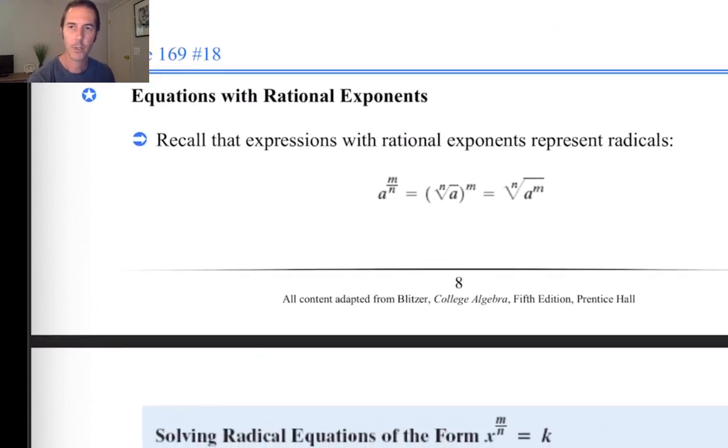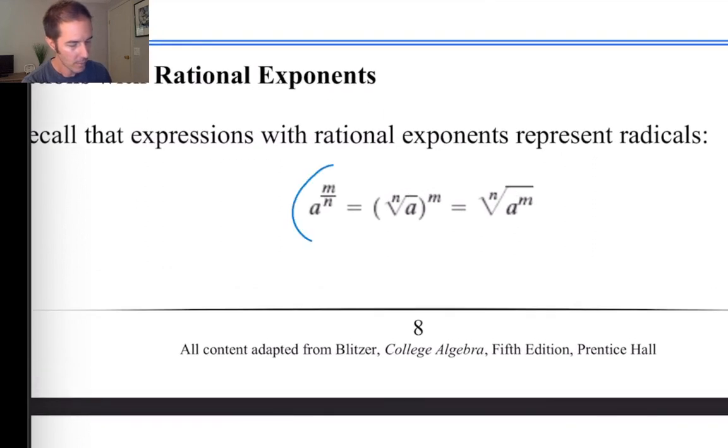Another type of equation is an equation that involves a rational or fractional exponent. And remember that you can take an expression that has a rational exponent and convert it into radical notation, where the numerator of your exponent appears as an exponent on the outside or on the inside of your radical.